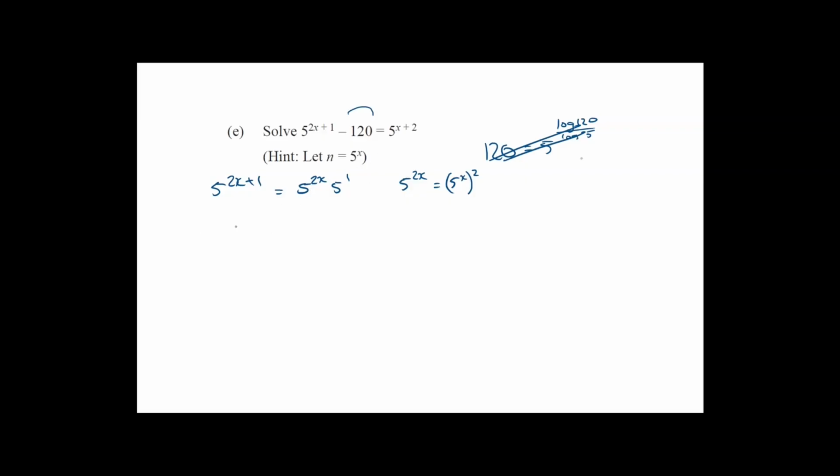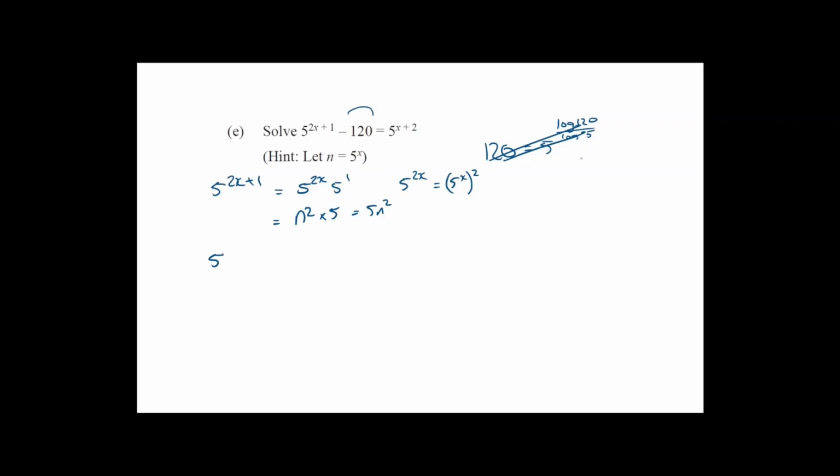Okay, so we can rewrite this as being n squared times 5. 5 to the power of 1 is 5, so 5n squared. And I think you see where this is going. The minus 120 is just going to stay as it is. And let's do the same trick here that we did over here.